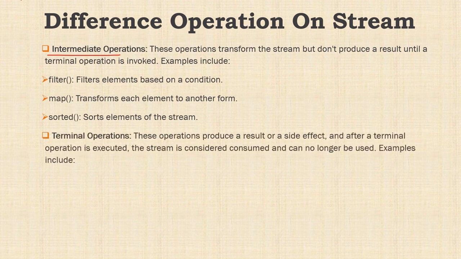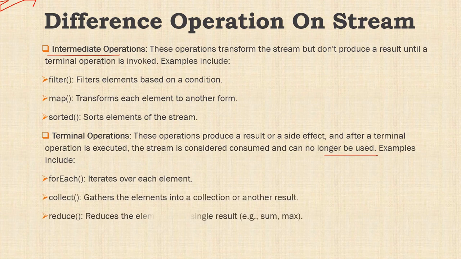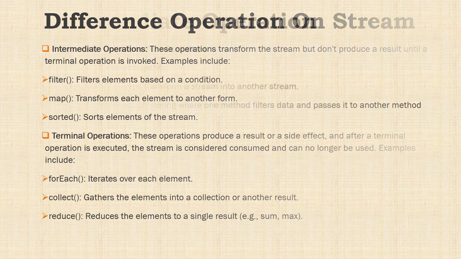And we have terminal operations. These operations produce a result or side effect, and after a terminal operation is executed, the stream is considered consumed and can no longer be used. So after the completion of the terminal method, we can't do further operations. It will be the last of your operations and you will get the result. Examples include the forEach method, which is a terminal operation, collect is a terminal operation, reduce is a terminal method. We also have max, and these are all terminal methods.